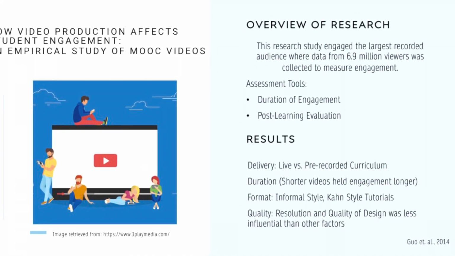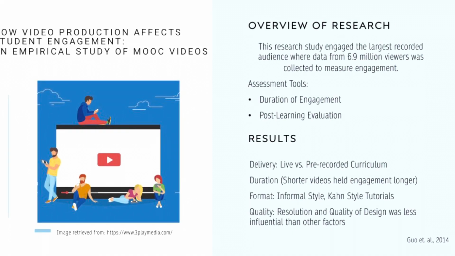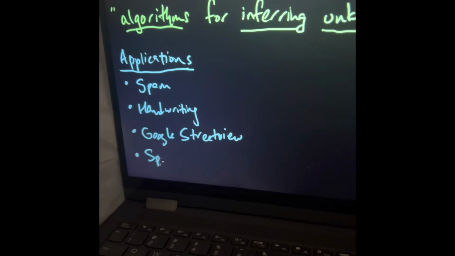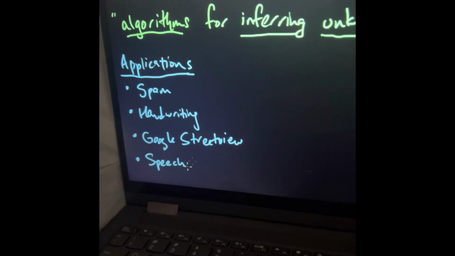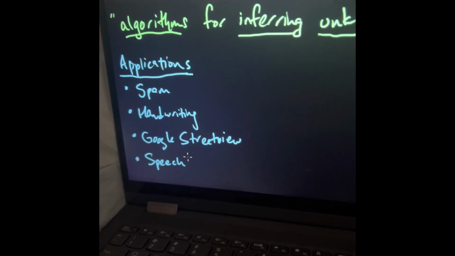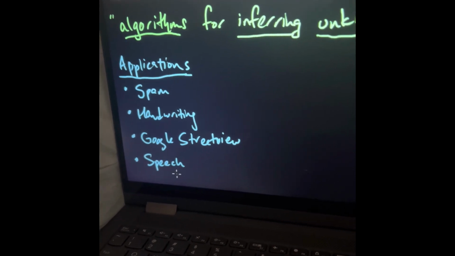Of interest highlighted in this research is a preference for the Khan-style tutorials. Khan-style formatting is highly esteemed. It is an interactive blackboard where students can follow along with the facilitator or professor and engage in participatory learning.